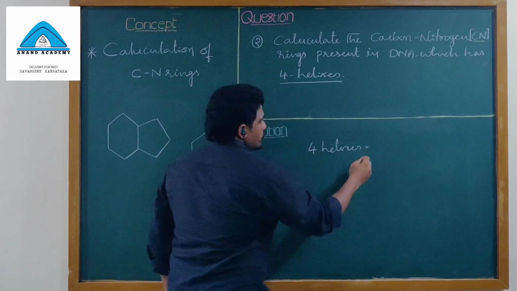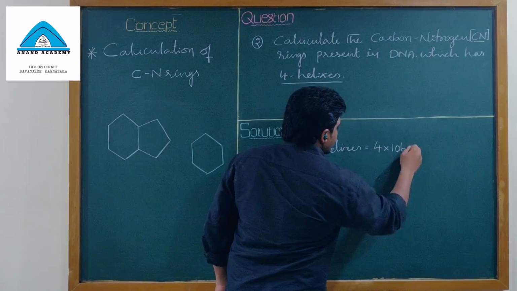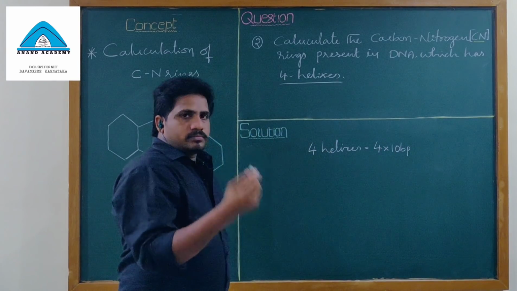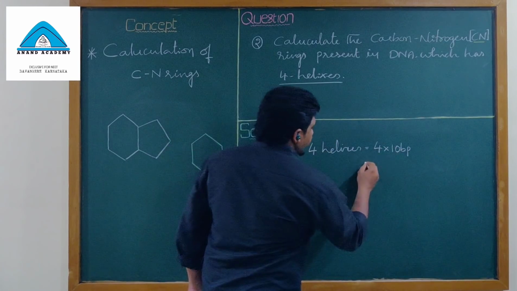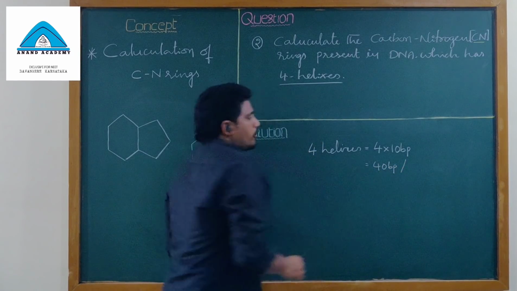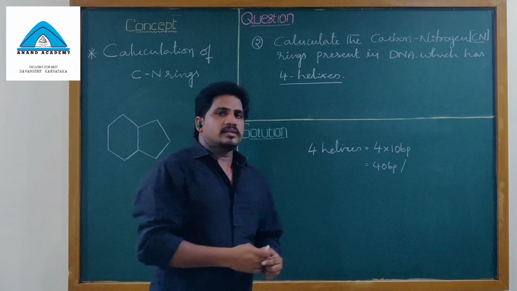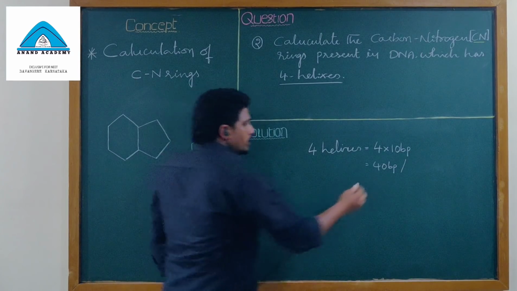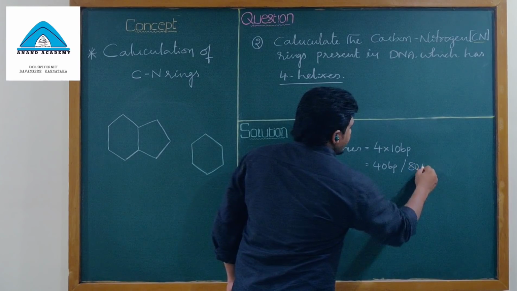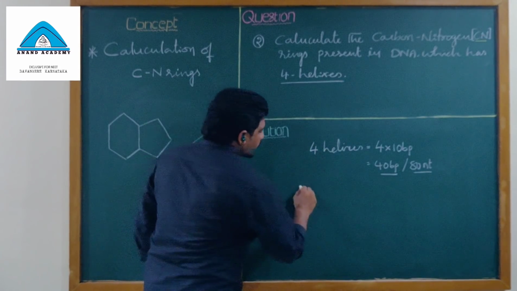4 helices is equal to 4 into 10 base pairs. Each helix is equal to 10 base pairs. So 4 into 10, 40 base pairs. 40 base pairs means how many nucleotides? If you want to turn the base pairs into nucleotides, you multiply into 2. So 80 nucleotides.